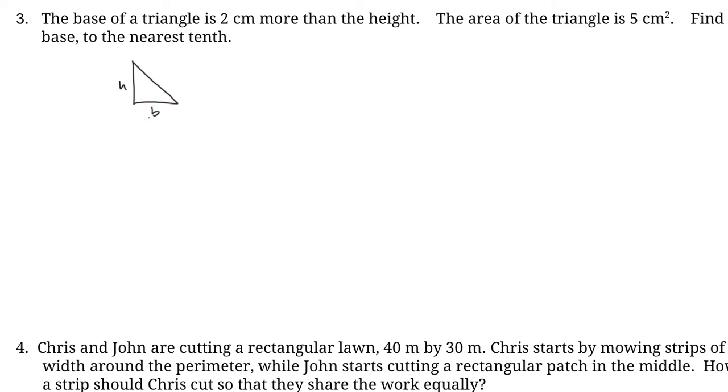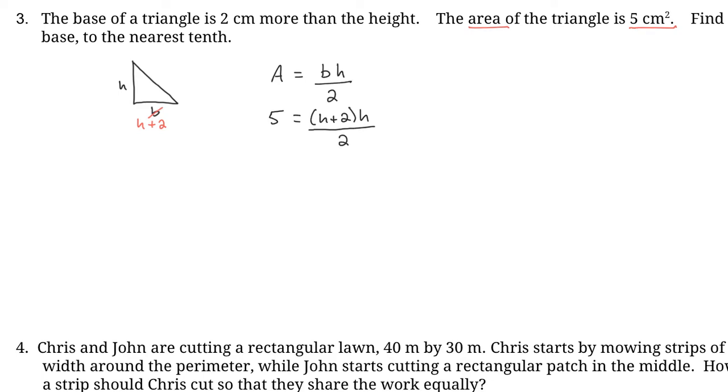So we could change this b into h plus 2. We're also told in the question that the area of the triangle is 5 centimeters squared. So how do you find the area of a triangle? Well, our formula is just area is equal to base times height, and that's divided by 2. So we can start filling in all the information that we know into this equation. A is just equal to 5. Our base, instead of b, we're just going to replace it with h plus 2. And height is just h. And that's all divided by 2.